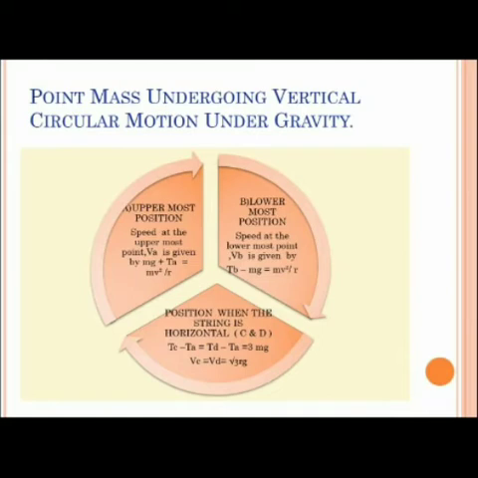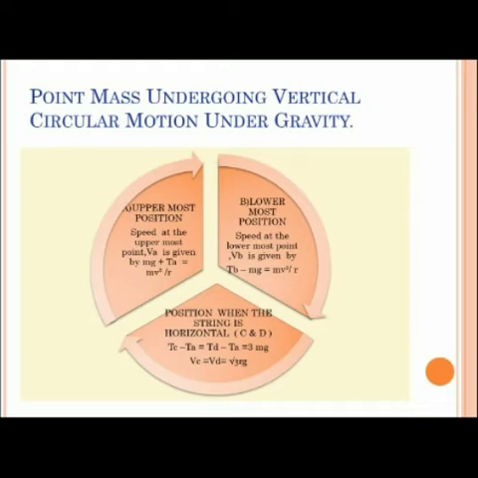Let us move on to the lowermost position, that is B. If I talk about the speed at the lowermost position, VB, it is given by the formula: tension B minus mg, that is the weight of the body, which is equivalent to the centripetal force acting on the body.